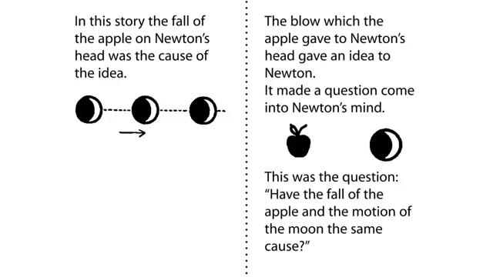In this story, the fall of the apple on Newton's head was the cause of the idea. The blow which the apple gave to Newton's head gave an idea to Newton. It made a question come into Newton's mind. This was the question: have the fall of the apple and the motion of the moon the same cause?